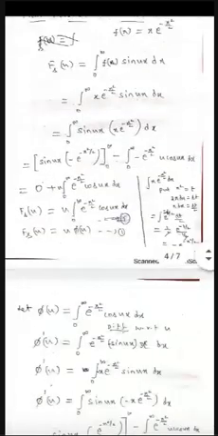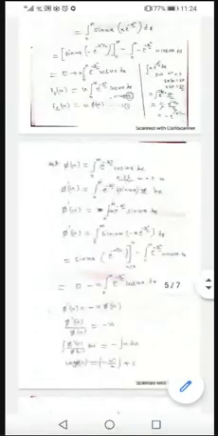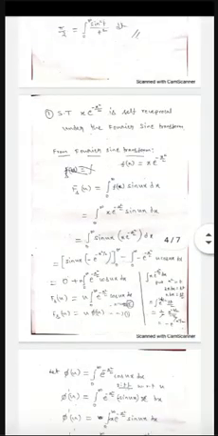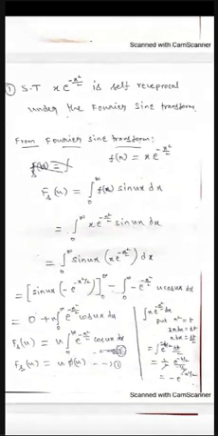Next problem. Show that x e power minus x square by 2 is self-reciprocal under the Fourier sine transform.